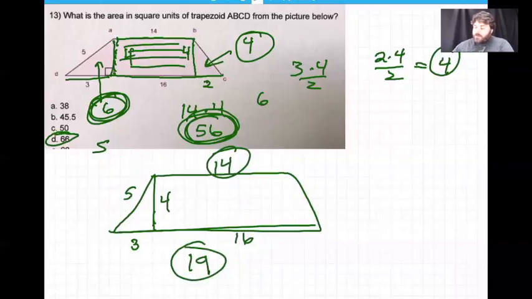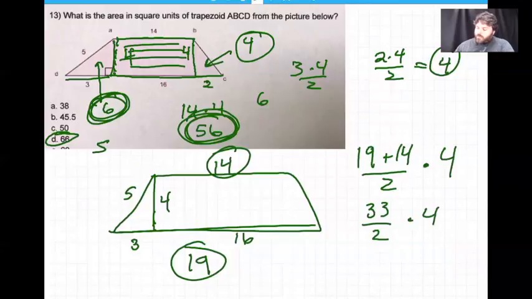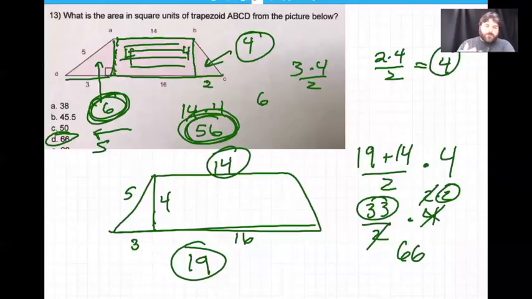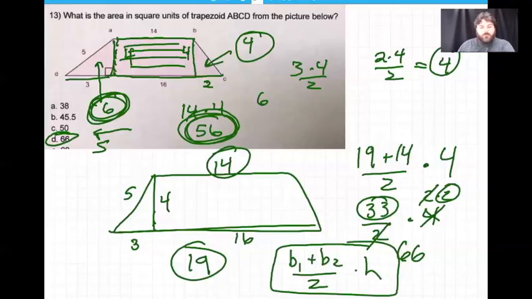So remember, you find the average of the bases. So 19 plus 14 divided by 2, that's the average of the bases. And then you're going to multiply that by the height, which is 4. So 19 plus 14, that's 33, divided by 2, times 4. The 4 is just 2 times 2, and so we've got a factor of 2 on top and bottom. So 33 times 2, 66, gives me my answer. A little faster, but either way works. You just got to realize that formula: base 1 plus base 2 divided by 2 times height. That's the area of a trapezoid formula. Okay.